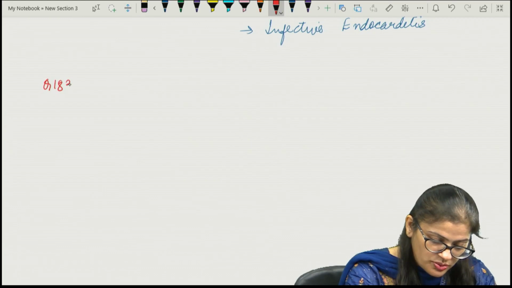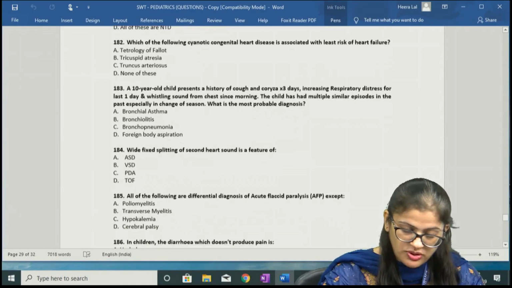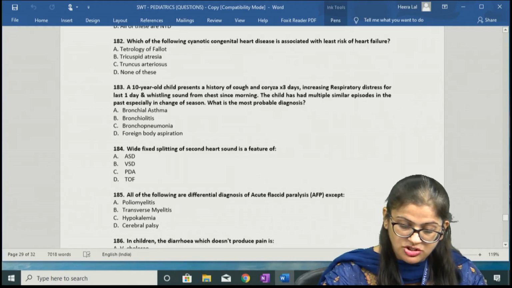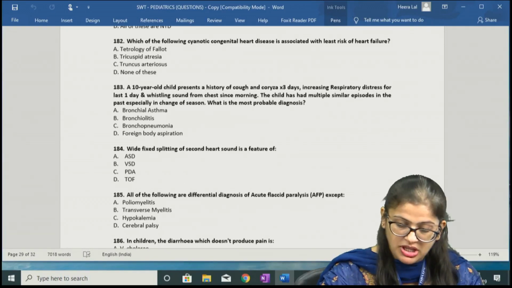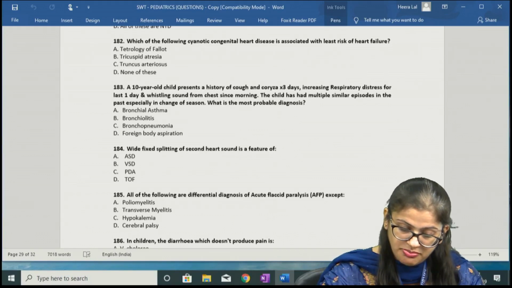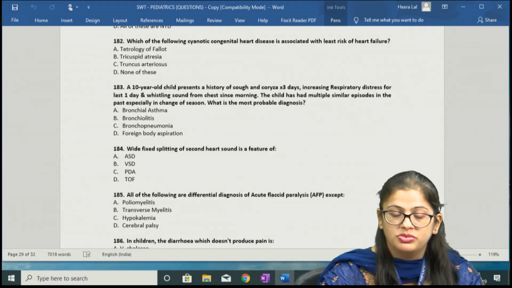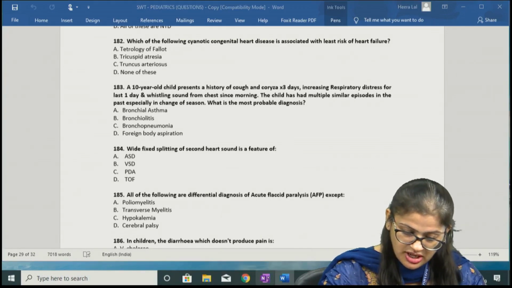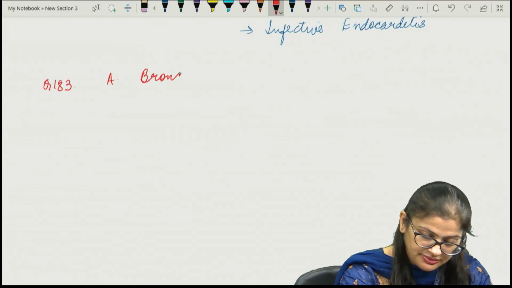So next we come on to question number 183, and question number 183 was, a 10-year-old child presents with a history of cough and coryza for 3 days, increasing respiratory distress for last 1 day, and whistling sound from the chest since morning. The child has had multiple similar episodes in the past, especially in the change of season. What is the most probable diagnosis? So the correct answer is option number A, and that is bronchial asthma.